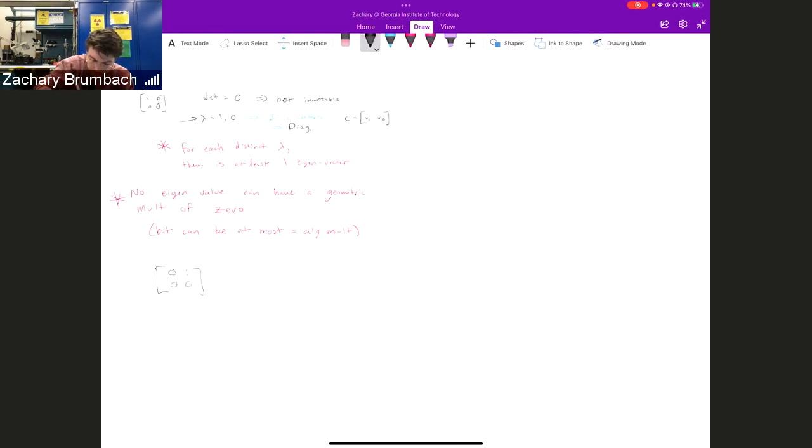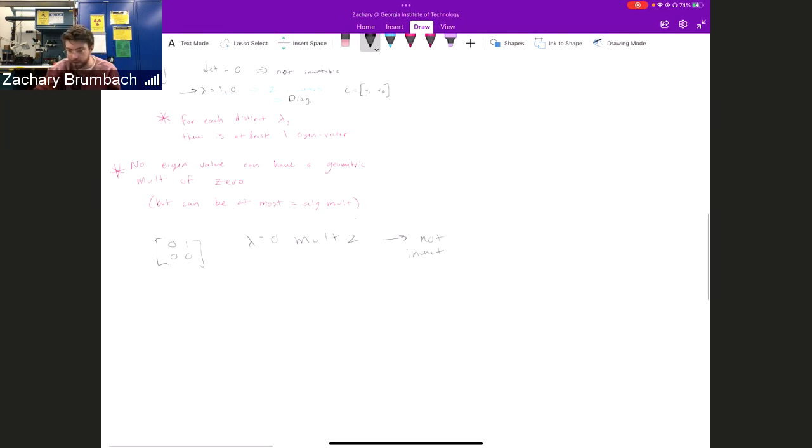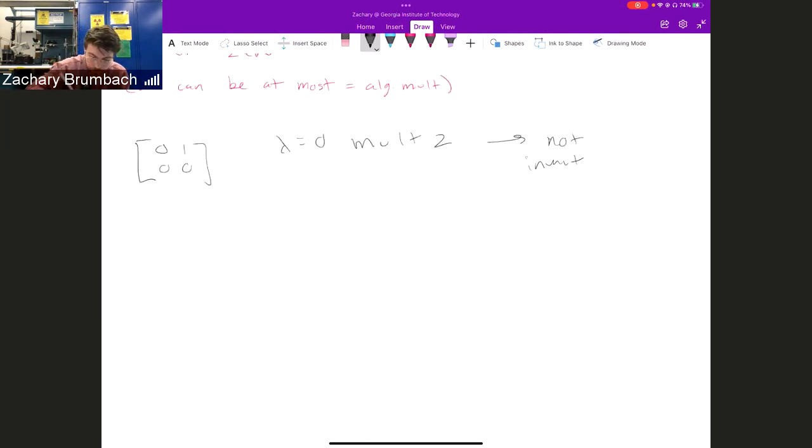0, 1, 0, 0. So we have lambda equals 0, multiplicity of 2. Not invertible, because we have a lambda equals 0. And we know for A minus lambda I, which is just equal to A, there's one free variable, which means it has geometric multiplicity of 1. 1 is not equal to 2, therefore non-diagonalizable. Cool, thank you for that.